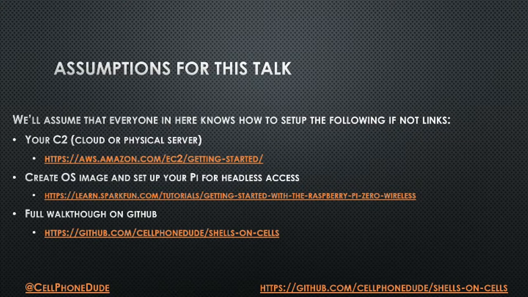Some of the assumptions I'm going to make with this talk are that you already know how to set up your C2, whether it's a physical server or something in the cloud, and getting your hardware up and running, whether it's a Raspberry Pi or whatever type of hardware. I did the POC on this because it's less than $100 in hardware. The next slide is the bill of materials. If you Google all the stuff that I use, it ends up being about $94 before you start adding in SIM cards and data access, just to get a shell on someone else's network.